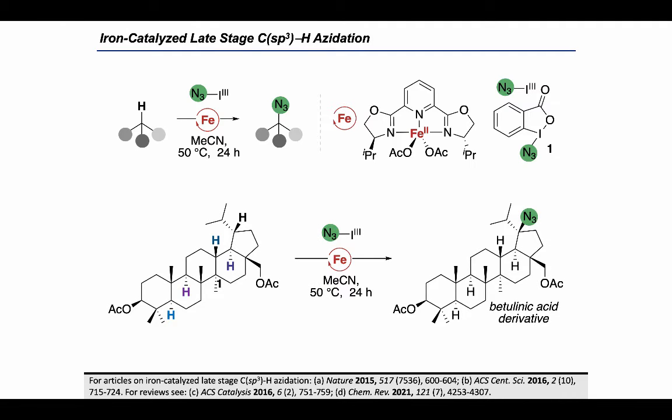Examples of the method include the derivatization of butylenic acid, which contains multiple C-sp3H bonds, yet is selectively functionalized at a single position. This ability to derivatize CH bonds at a late stage within complex molecules is important for streamlining the synthesis of complex target molecules or creating chemical libraries by derivatization at a late stage.